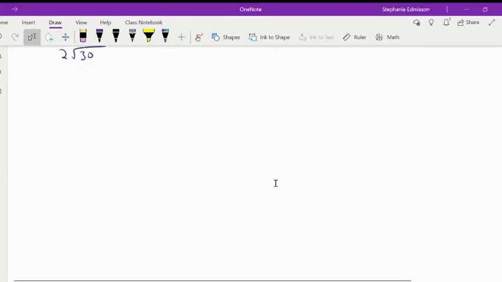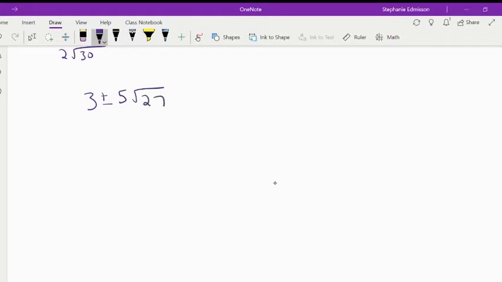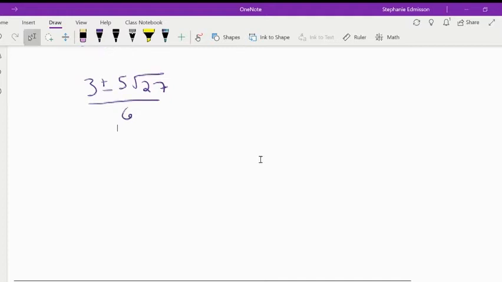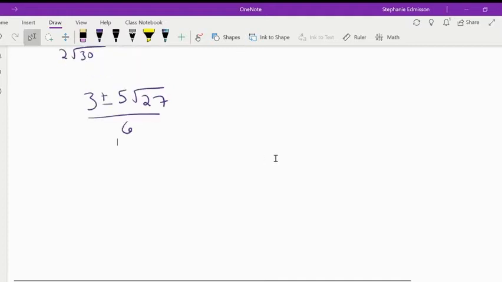So now let's take a look at another example. Let's go a little more complex this time. This time we have 3 plus or minus 5 root 27 over 6. If you remember from last week, this looks similar to how problems look when we've finished simplifying a quadratic function. So we're just practicing with that, okay? So we have 3 plus or minus 5 root 27 over 6.